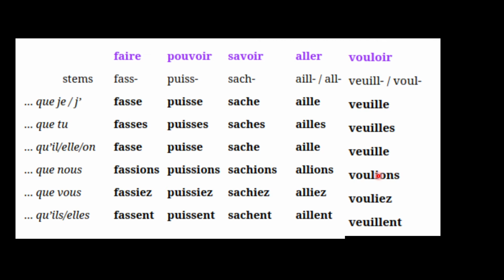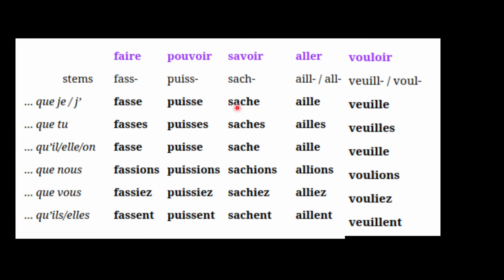Now, there are a select bunch of irregular verbs which you have to learn, including faire, pouvoir, savoir, aller, and vouloir. They are irregular verbs in the subjunctive. So, faire becomes je fasse, tu fasses, il fasse. Nous fassions, vous fassiez, ils fassent. Pouvoir becomes je puisse, tu puisses, il puisse. Nous puissions, vous puissiez, ils puissent.